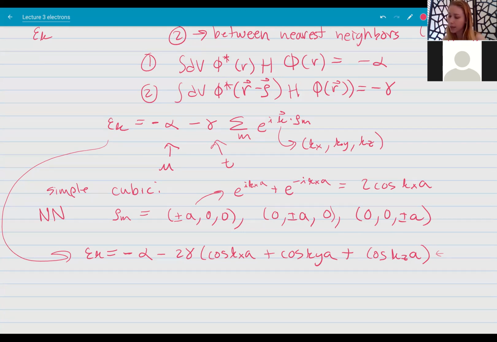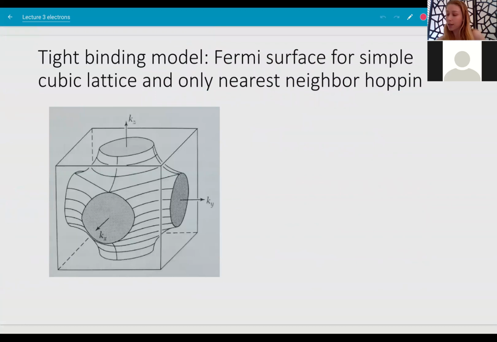Let me show what this looks like. This is the function that I just had on the previous slide. This 3-dimensional object represents the boundary of the Fermi surface. As a reminder, the Fermi surface, I'll call that Fs, is a structure that exists in k space, and it represents a contour of constant energy, where that constant energy is the Fermi energy. And it separates occupied from unoccupied states.